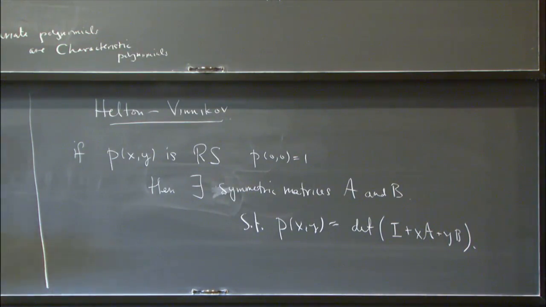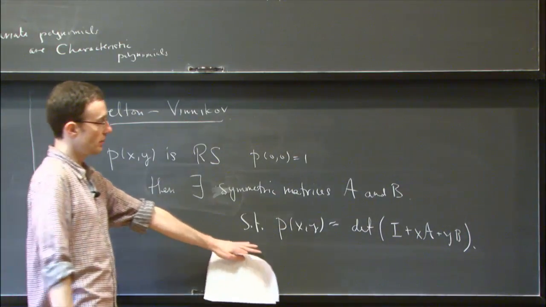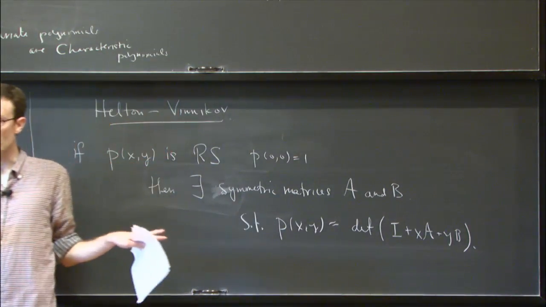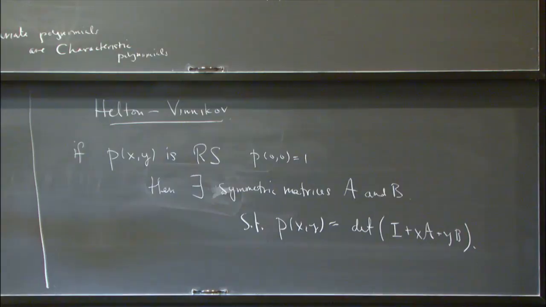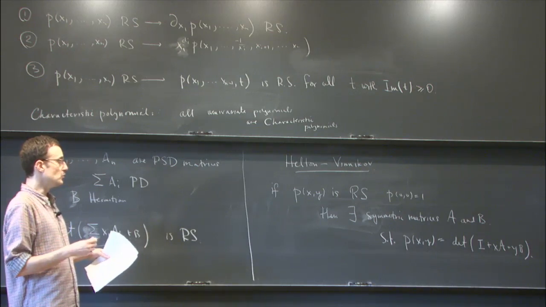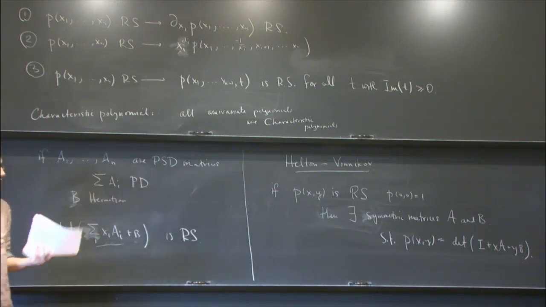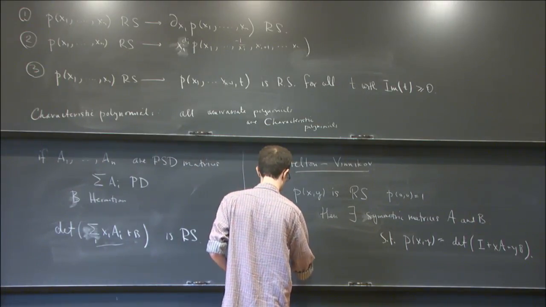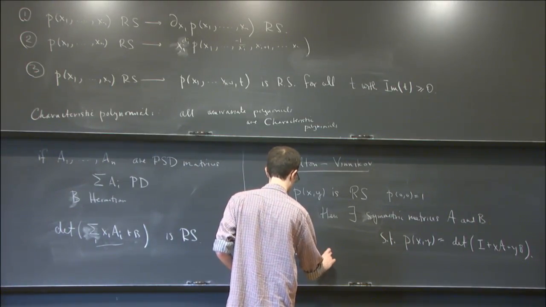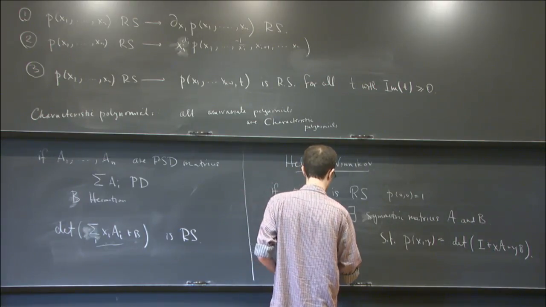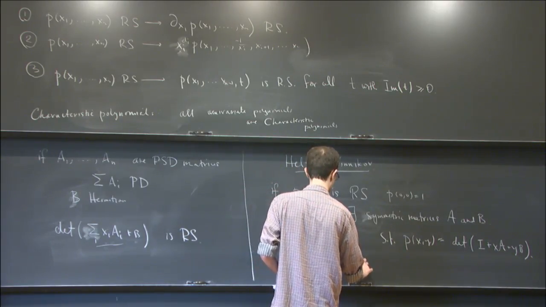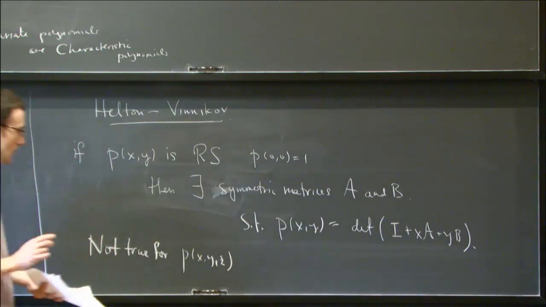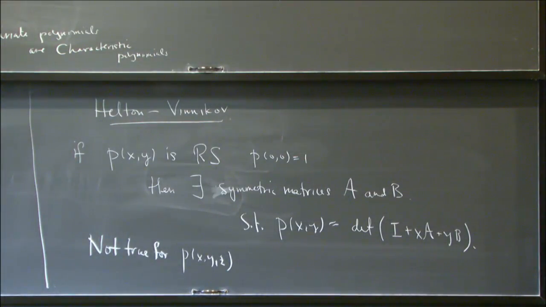So essentially, if you're looking at a bivariate polynomial, you can write this in this determinantal form, which means that you can treat it like a determinant, essentially. So this is not true for P of x, y, z, for example. By the way, this goes the other way. Every such determinant gives a real stable polynomial.